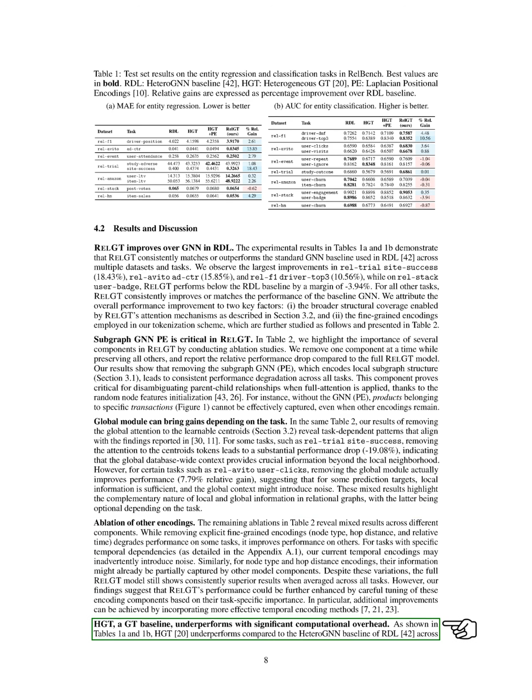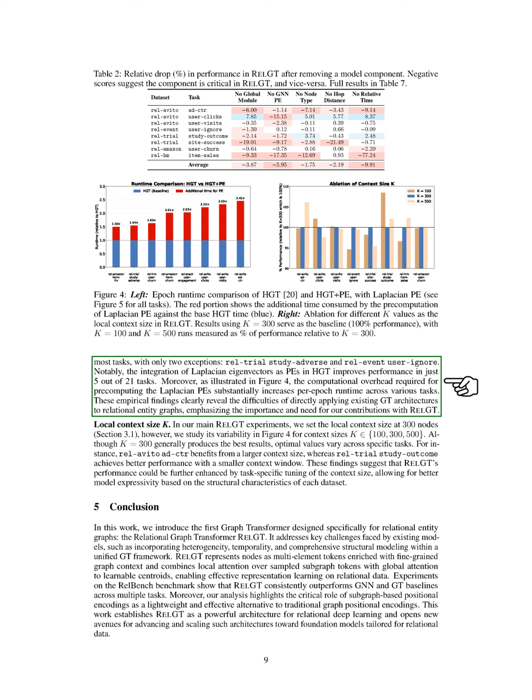We also note that HGT, a baseline for GT, generally underperforms compared to the hetero-GNN baseline, with only a few exceptions. The use of Laplacian eigenvectors in HGT improves performance in only a few tasks, and the computational demands for precomputing these features significantly increase runtime.